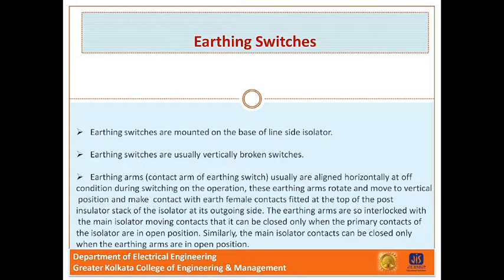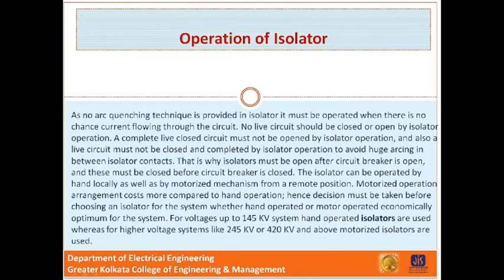The earthing arms are so interlocked with the main isolator moving contact that they can be closed only when the primary contacts of the isolator are in open position. Similarly, the main isolator contact can be closed only when the earthing arms are in open position.